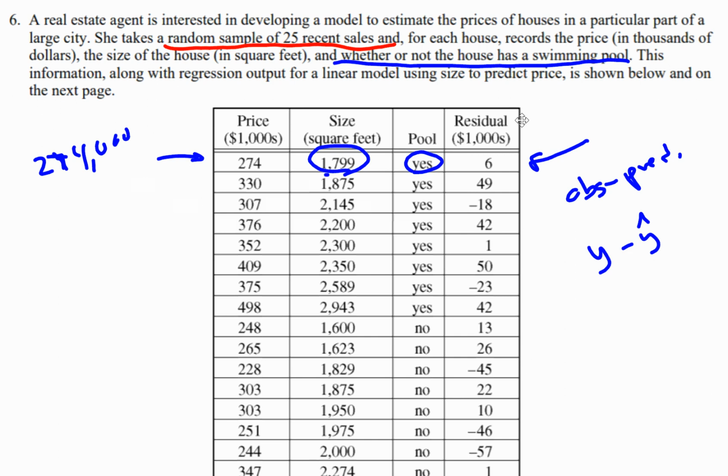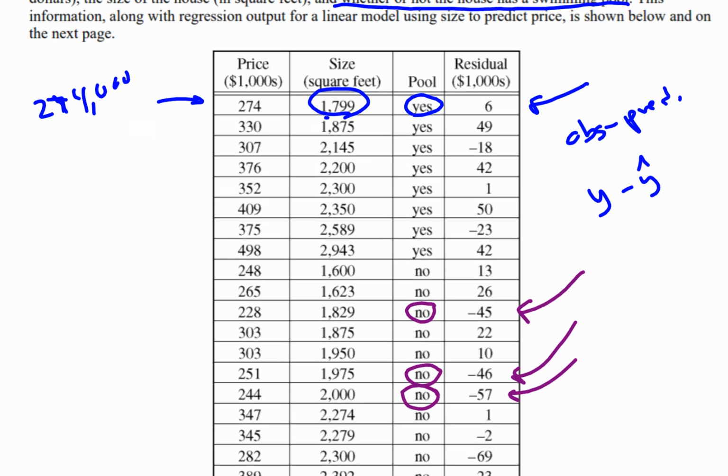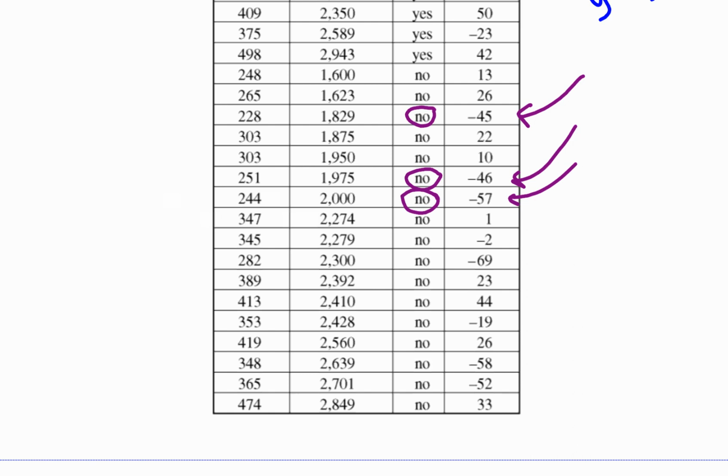So if we look down further, there we go. That one has a negative residual. That one does. That one does. These houses also do not have pools. So what we notice is these houses cost less than we would have predicted. And there's 25 data points. You can see the rest of the table here.